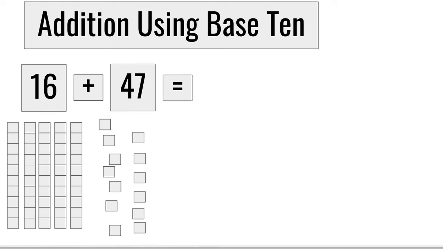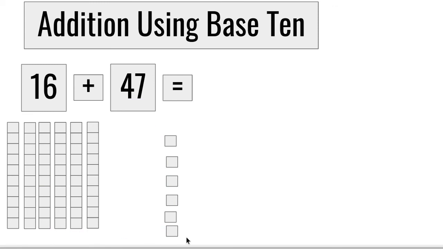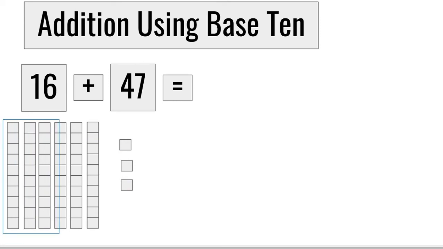So what are we going to do about that? Because we can't have 13 ones. Right, we're going to transform the ones into a 10. And I'll do it quickly for you. We've got that 10. And now we're left with 3 ones. So we've got 1, 2, 3, 4, 5, 6 tens over there and 3 ones over here.